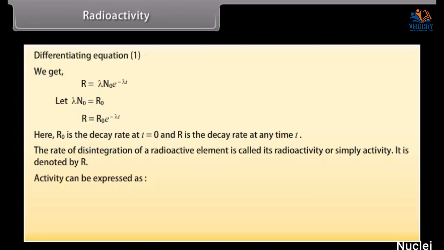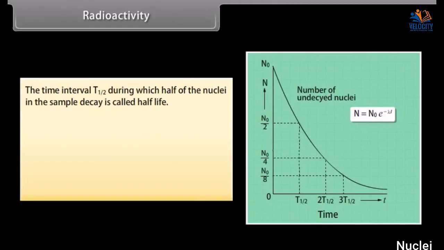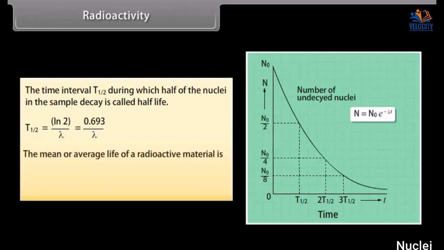Activity can be expressed as R = Nλ. The SI unit for activity is becquerel. 1 becquerel = 1 Bq = 1 decay per second. Radioactivity. The time interval t½ during which half of the nuclei in the sample decay is called half-life. t½ = ln2/λ = 0.693/λ. The mean or average life of a radioactive material is τ = 1/λ.